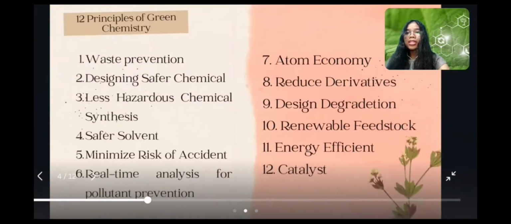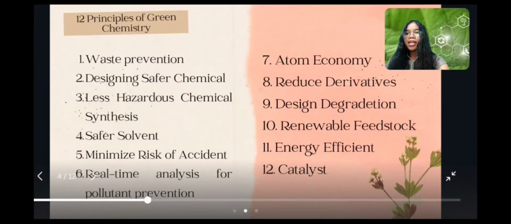12 principles of green chemistry. The first one, waste prevention. It is better to prevent waste than to treat or clean up waste after it has been created. 2. Designing safer chemicals. Chemical products should be designed to affect their desired function while minimizing their toxicity.